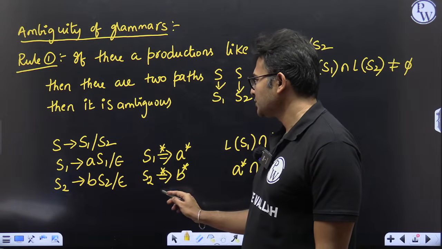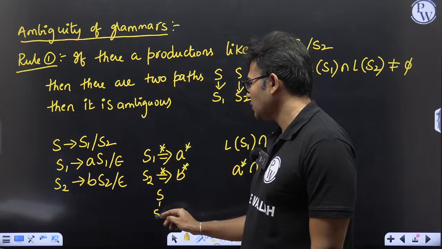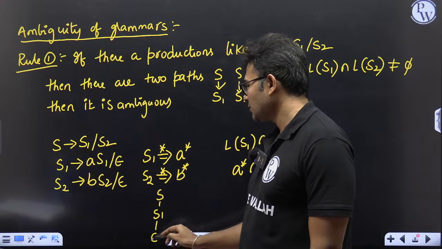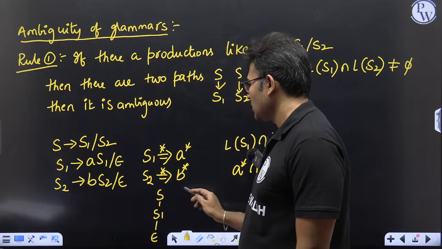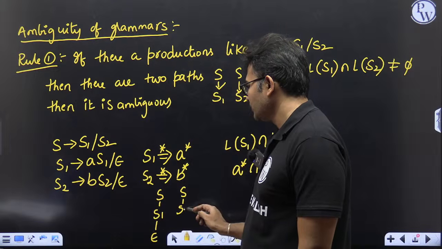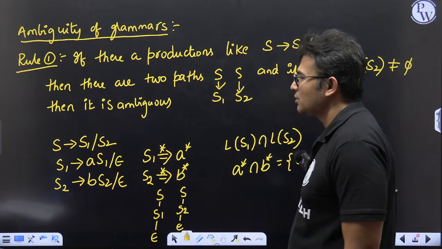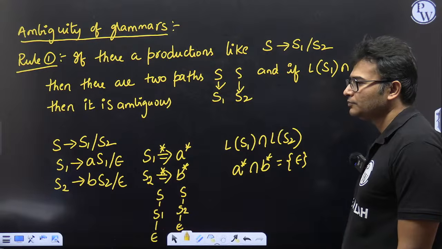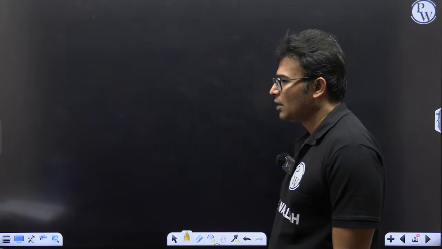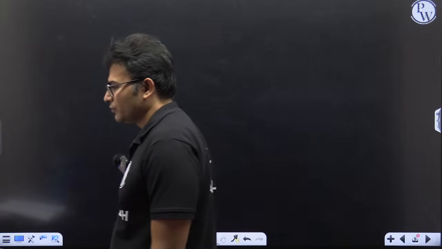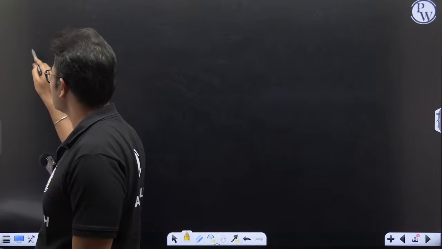What are the two ways? S can generate S1 and S1 can generate epsilon, or S can generate S2 and S2 can generate epsilon. Right? Answer this question. Is this grammar ambiguous?